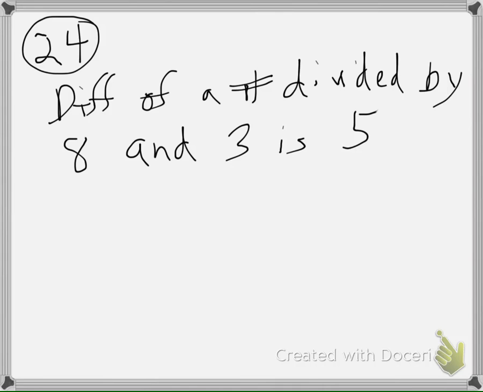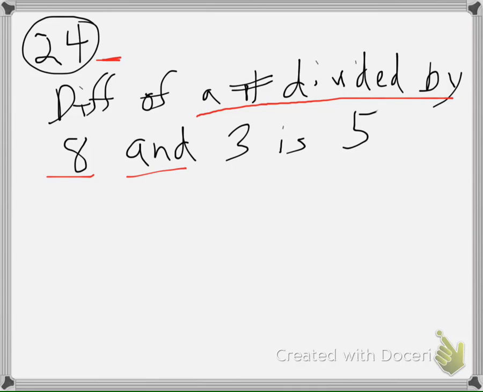All right, so here's the problem. Now, first thing we want to look for is the words in there that tell us what operations we have going on. The first one being difference, which means subtraction. Now, the difference between what? A number divided by 8. And. The and tells me that we're separating. This is what we're doing the difference of. This and this. Anytime it says difference, it's going to be the difference between something and something else. So it's not the difference of a number and 8. It's the difference of a number divided by 8 and 3.